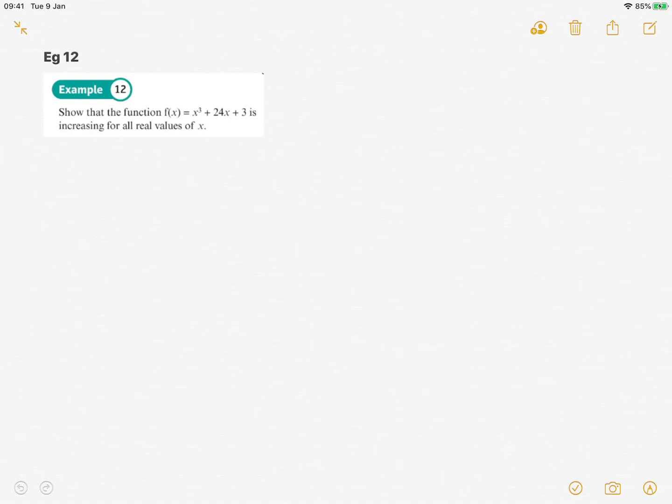As soon as you see this word increasing or decreasing function, then just think, differentiate it to see what the gradient function of that looks like. So if I differentiate that, then I get 3x squared plus 24. As you'll see from the notes in the textbook, if the gradient is always 0 or above, so 0 or positive, then it's deemed an increasing function.